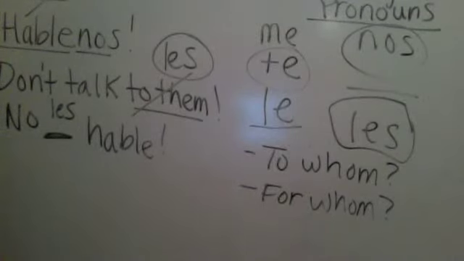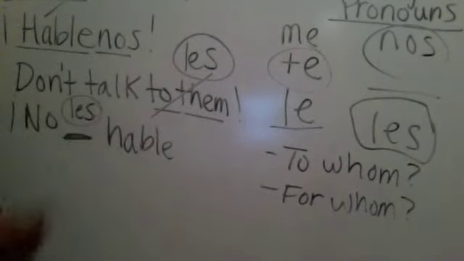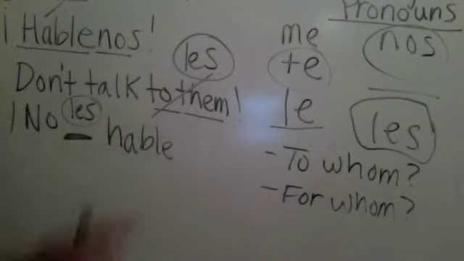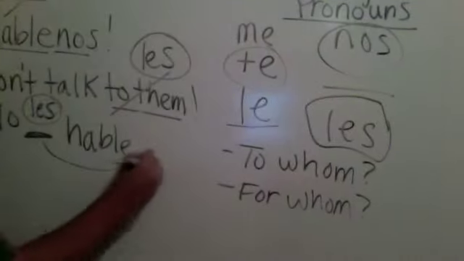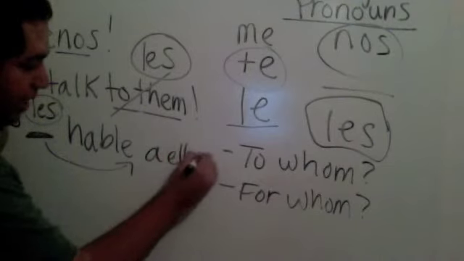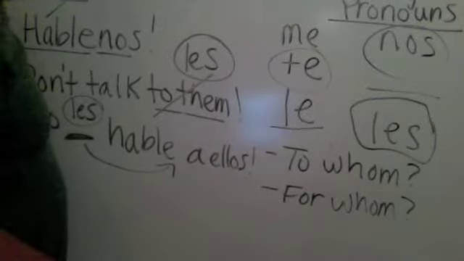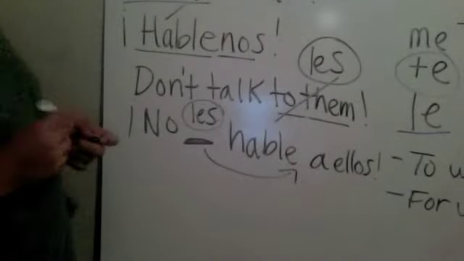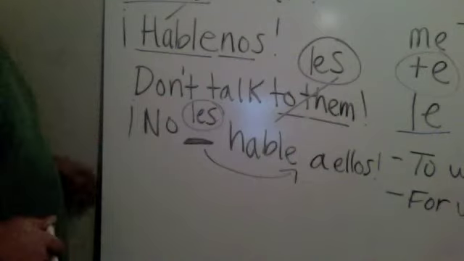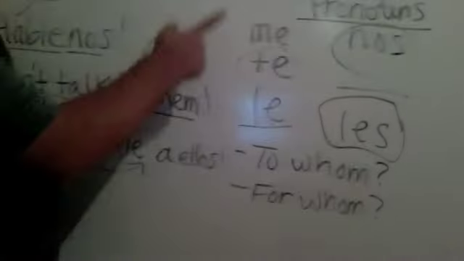And if you said the sentence out of the blue, you probably should clarify, because les could mean to them female, to them male. It could mean to you all. So you need to clarify this. So let's clarify this. No les hable a ellos. Don't talk to them. This could also be a ellas. It depends on who you're talking about. Okay, so we're going to stop there, and we will continue in part 2 with some more examples about indirect object pronouns.